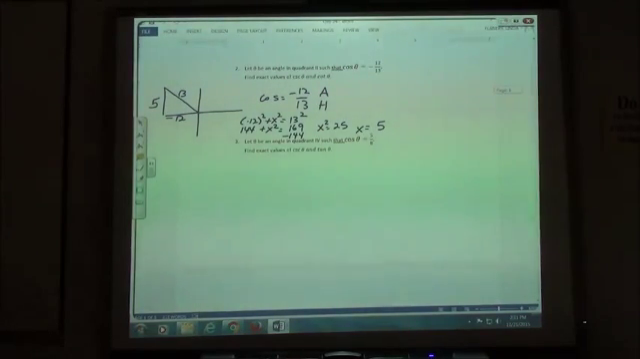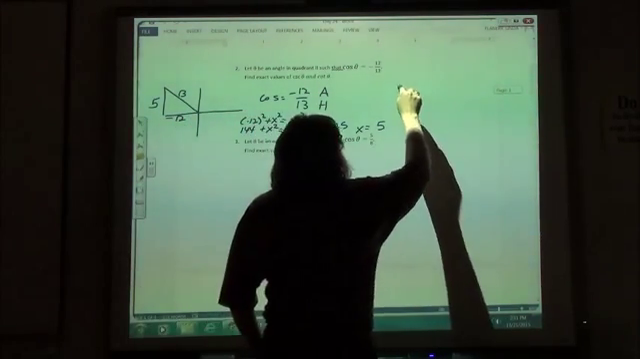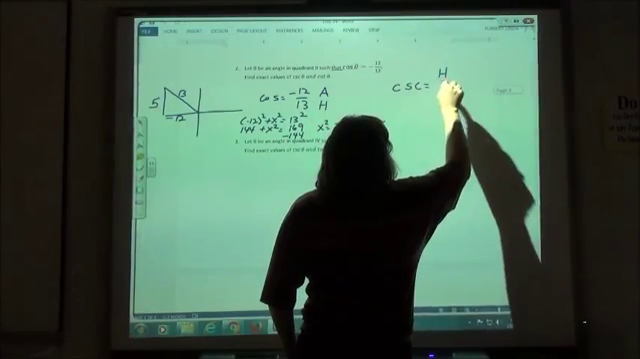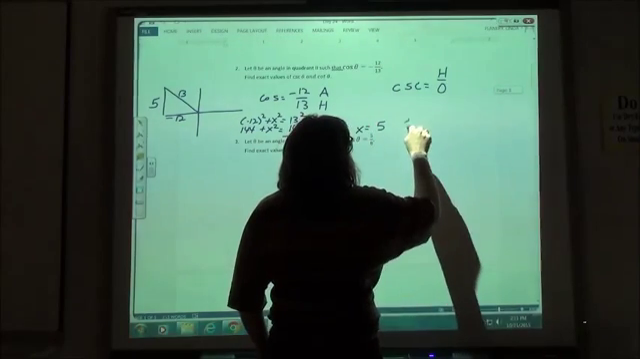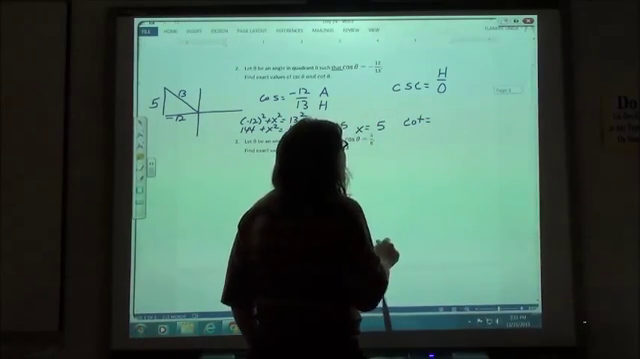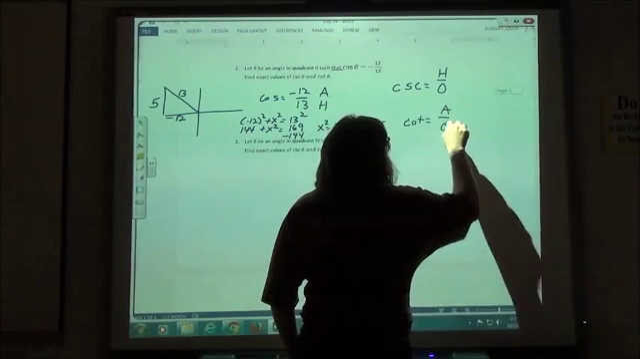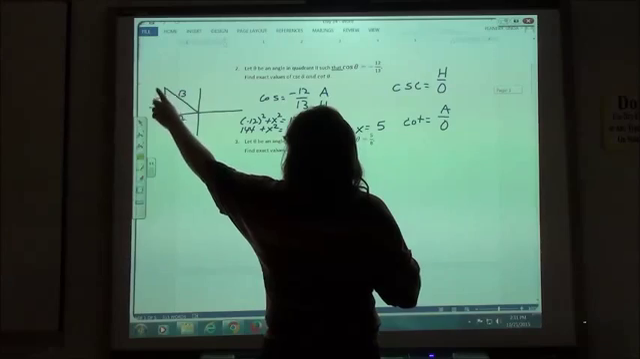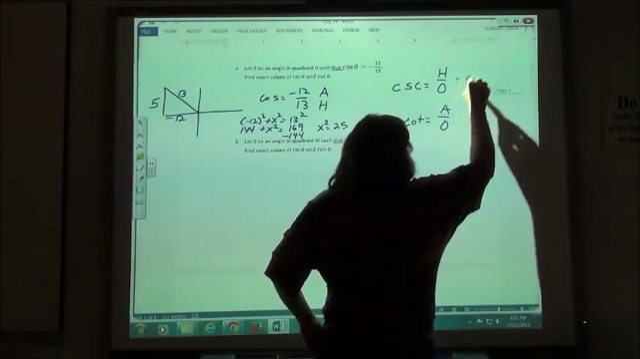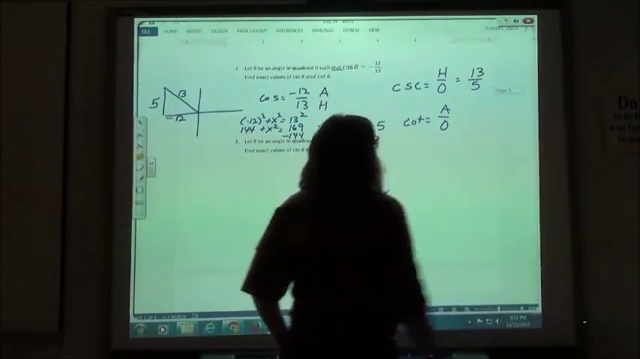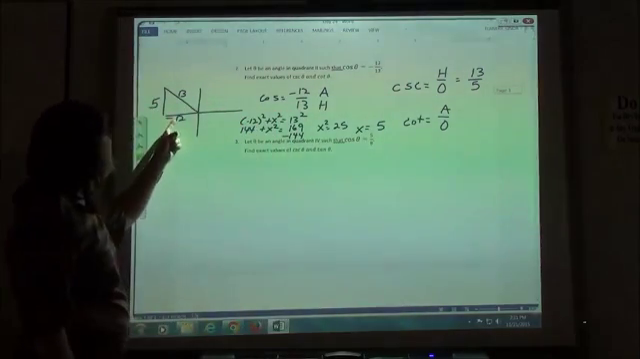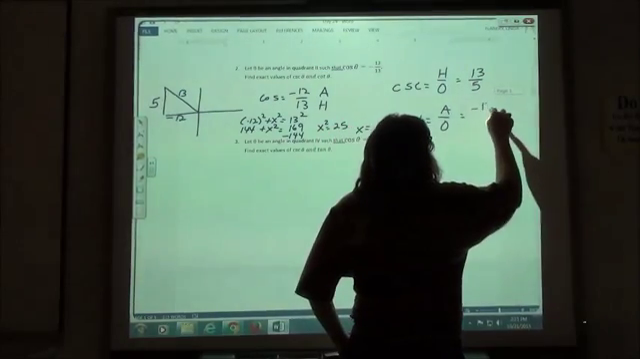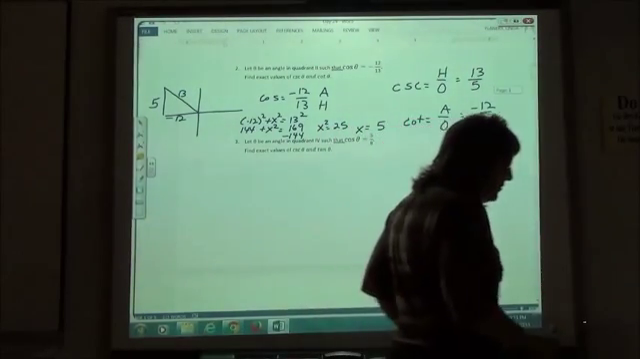I can go ahead and answer my question. Cosecant. Cosecant is the inverse of the sine, so we have hypotenuse over opposite. Cotangent, inverse of the tangent, so adjacent over opposite. So my hypotenuse is 13, my opposite is 5. I'm going to have 13 over 5 then. My adjacent over my opposite, negative 12 over 5, so negative 12/5.